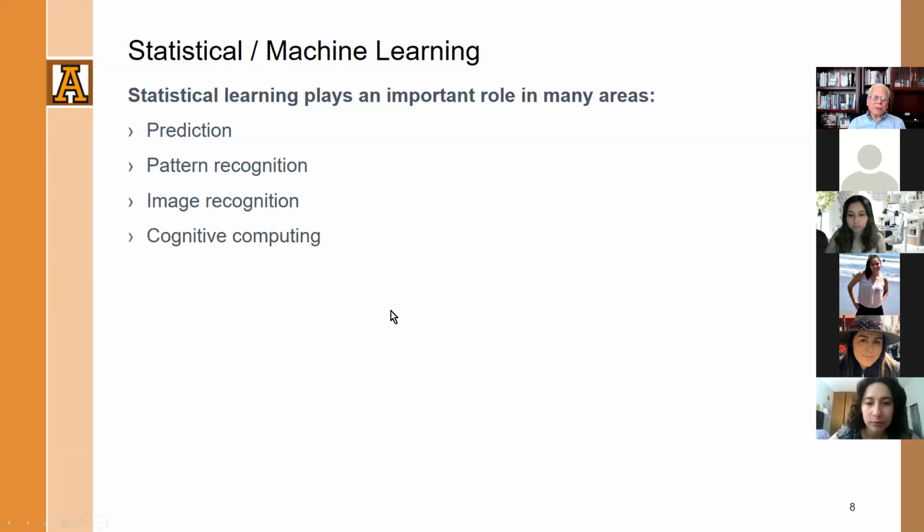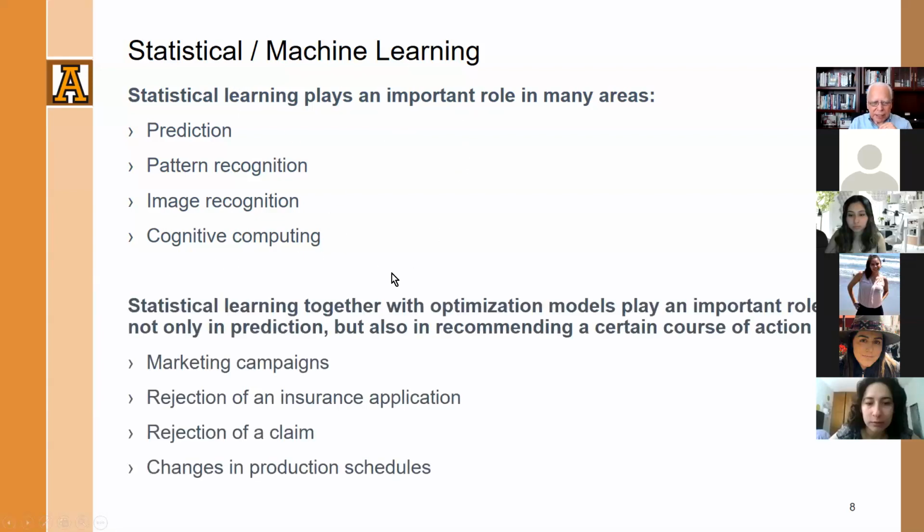Cognitive computing. Cognitive computing is when the computer understands natural language and responds in natural language. That's what cognitive computing systems do. They use a lot of statistical methods or machine learning methods, some of them very sophisticated. For example, they use something called deep learning. We'll talk about what's artificial intelligence, what's statistical learning, what's deep learning. But that's an area where cognitive computing, machine learning, or statistical learning plays a very important role.